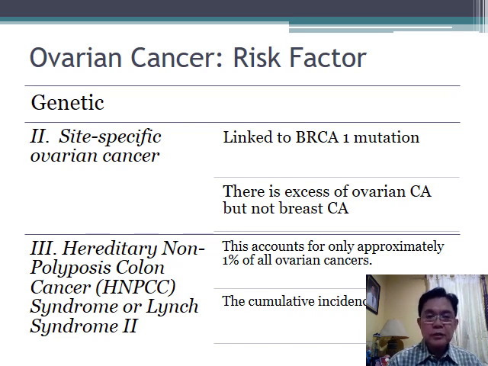The third group is hereditary non-polyposis colon cancer, or Lynch syndrome 2. These women might have a strong family history, or a high incidence of colon cancer in their family, so they can be properly investigated. If they are positive, they can be at risk of developing ovarian cancer as well. Lynch syndrome 2 accounts for only approximately 1% of all ovarian cancers.